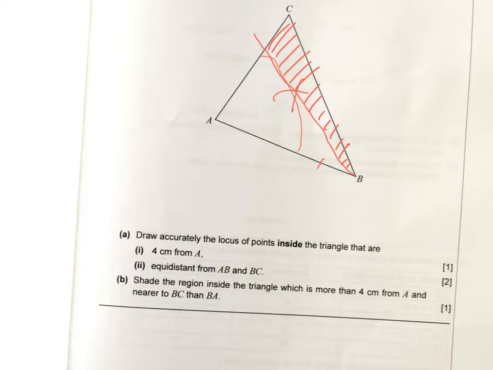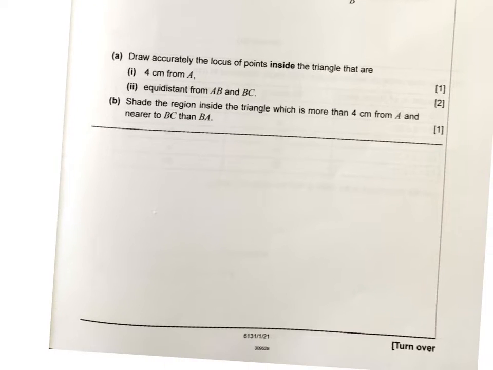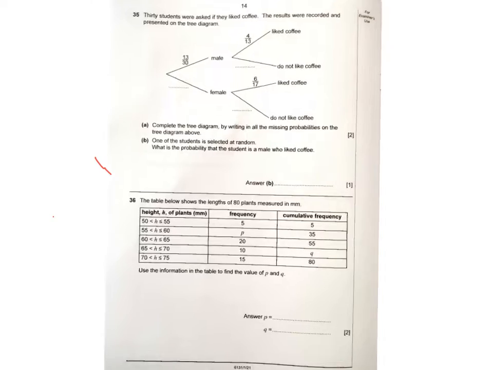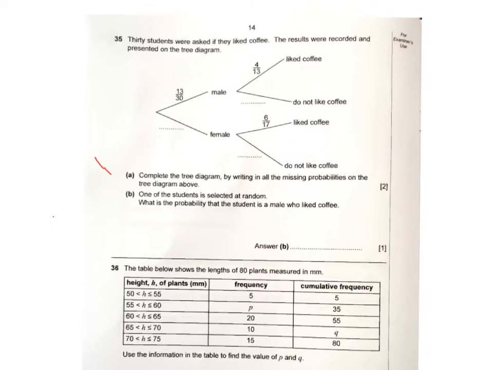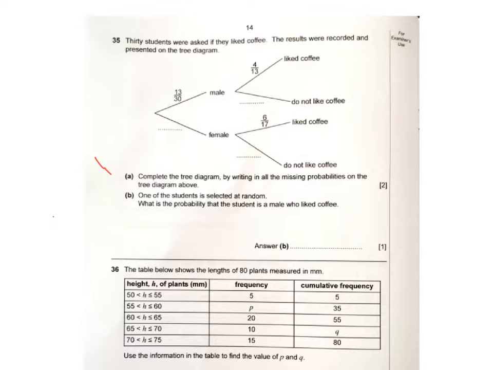Okay, then go to the next question. Question 35. 30 students were asked if they liked coffee. The results were recorded and presented on the tree diagram. Okay, so we have the male and the female. Male liked coffee, the probability is that, and you need to find now the missing ones.